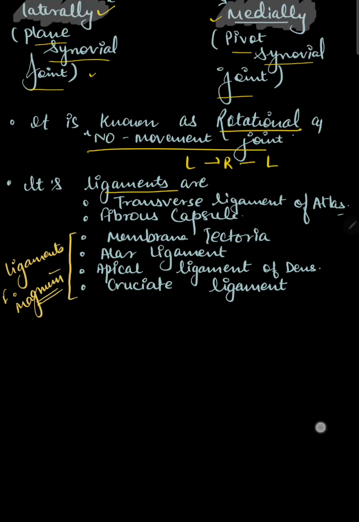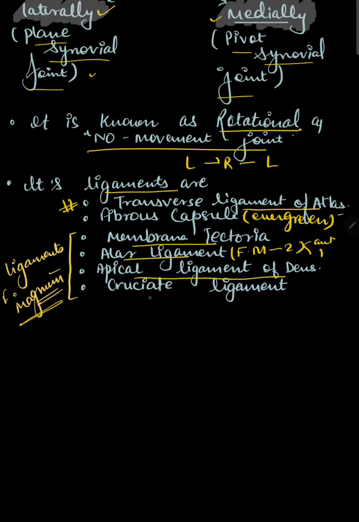Now what are the ligaments? As I told you, the fibrous capsule is evergreen, present everywhere. Then the very important transverse ligament of atlas. Now there are four ligaments which are also the ligaments found in the foramen magnum. It is the membrana tectoria, the ligament that divides the foramen magnum, as I have already told you, into two compartments, anterior and posterior. Lastly, you have the apical ligament of dens and the cruciate ligament. These four ligaments are the ones which are also found in the foramen magnum.